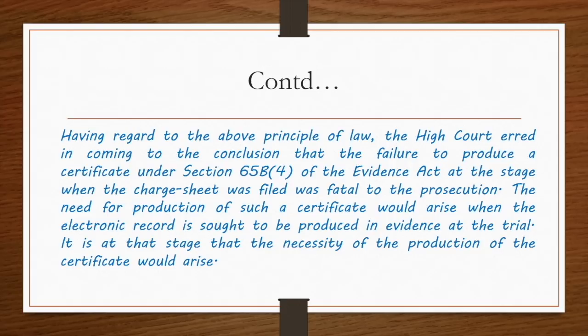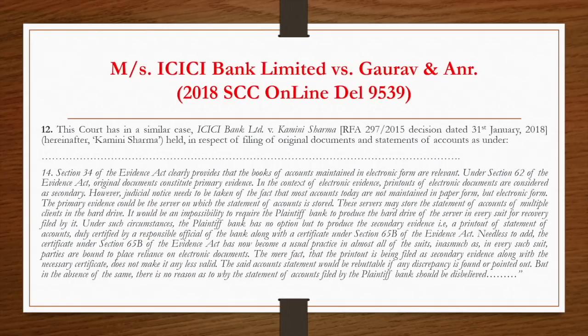The need for production of such a certificate would arise when the electronic record is sought to be produced in evidence at the trial. It is at that stage that the necessity of production of the certificate would arise. So that was one of the landmark judgments on whether the certificate under section 65B can even be produced at the time of trial. Now, another very interesting observation we got in ICICI Bank Limited versus Gaurav and another case.